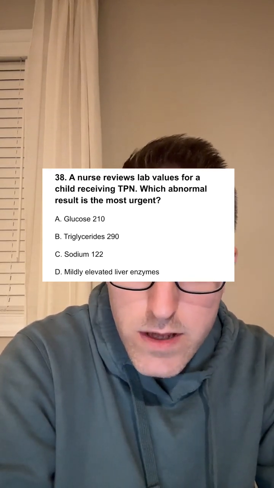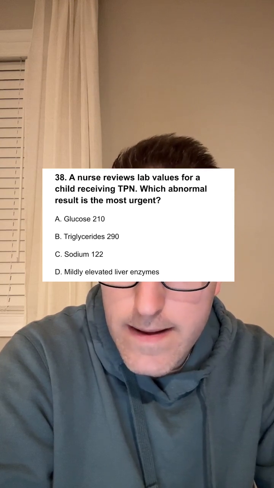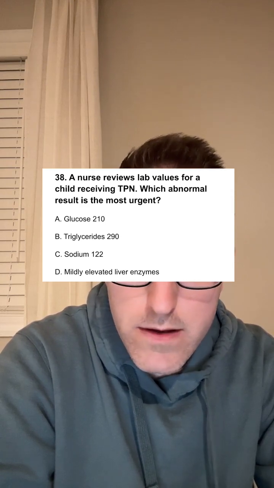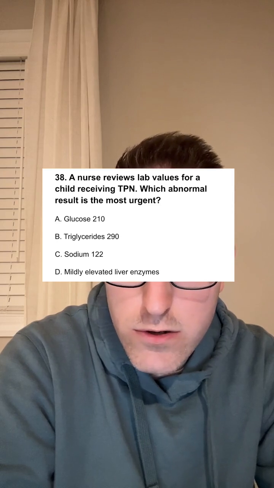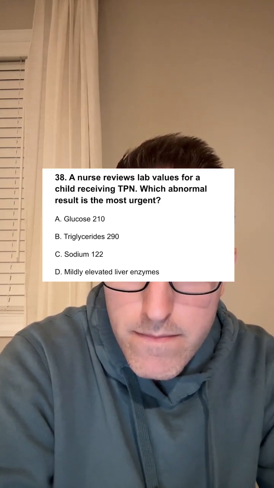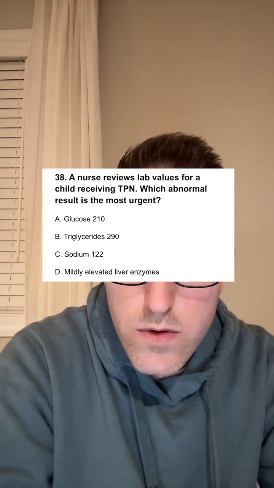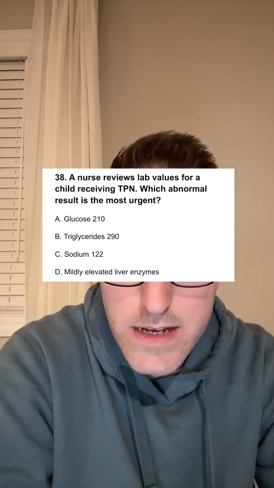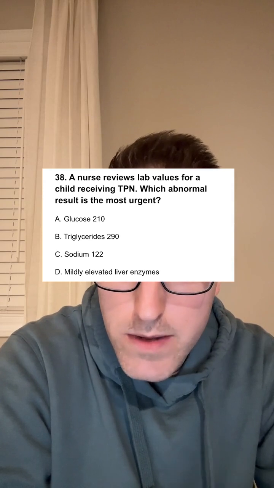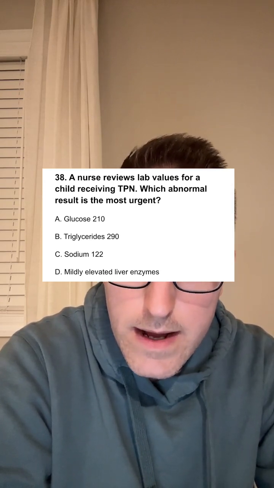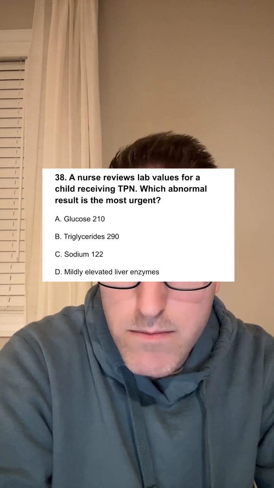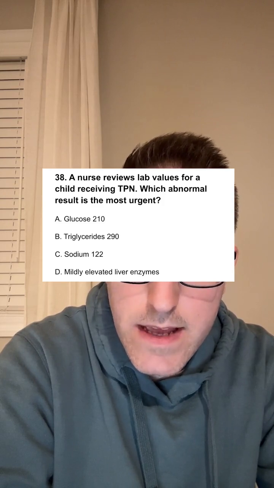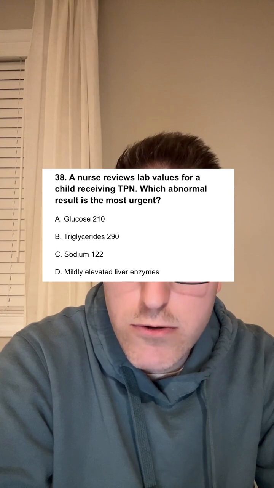Because sodium is going to trump everything else here. We're looking at a level that indicates severe hyponatremia, which is going to increase risk for seizures and cerebral edema. Expected mild hyperglycemia is anticipated. Your BGL is going to be a little elevated when you're on TPN. B is wrong; it's elevated, but it's not immediately life-threatening. And D, mild LFT elevation is going to be common. So sodium is the most critical thing there.